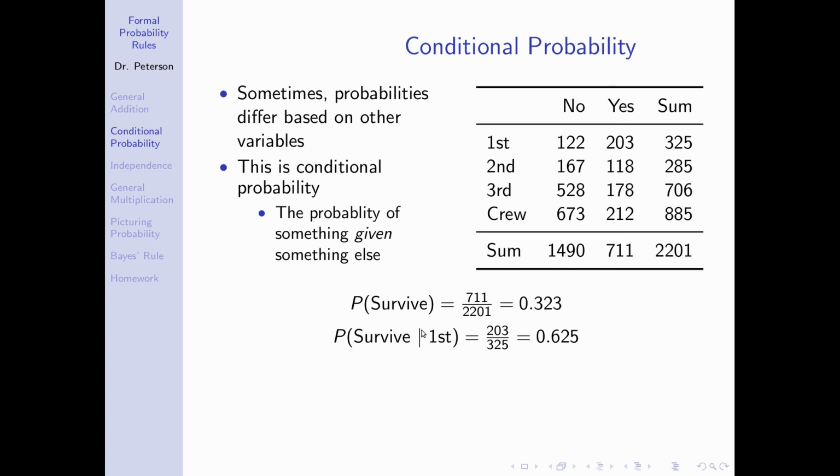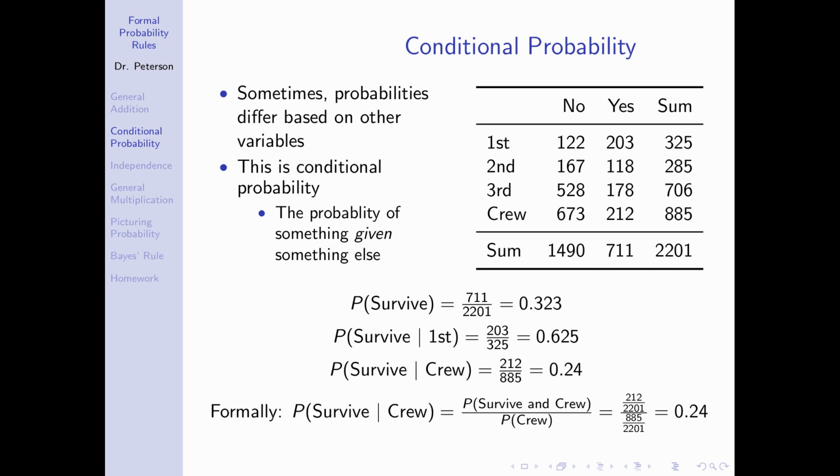Note that this vertical bar is the mathematical notation for the phrase "given that." It means we're going to limit ourselves to just that row. In contrast, we might be interested in the probability of surviving given that you're in the crew. Here we take our 212 divided by 885 and get a value of 0.24.